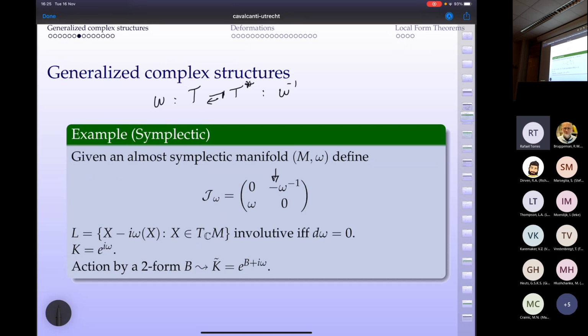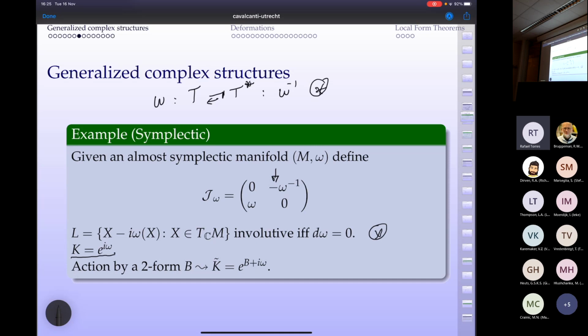So I already used non-degeneracy up here to be able to talk about omega and omega inverse. And then the integrability forces it to be symplectic as well. So it really is equivalent to being symplectic. And the canonical bundle in this case, the K, is just this multi-degree form here. So e to the i omega.